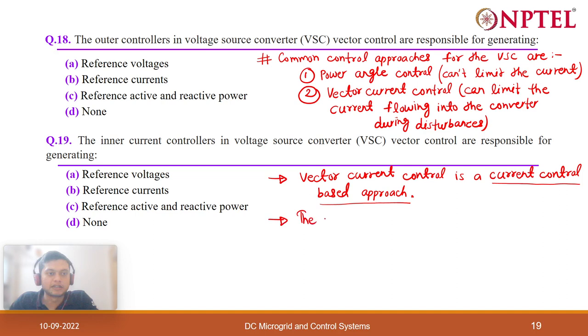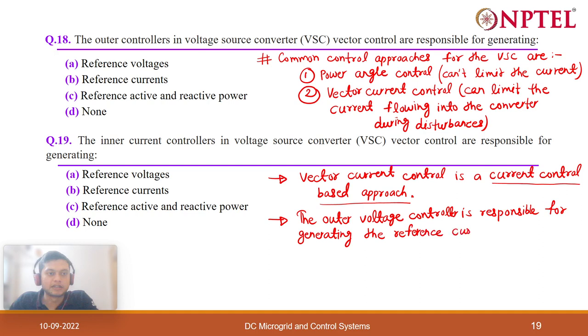So you can write one or two points here. The outer voltage control loop in vector current control is slower than the inner current control loop. It has less bandwidth. The outer voltage controller is responsible for generating the reference currents for the inner current controller.